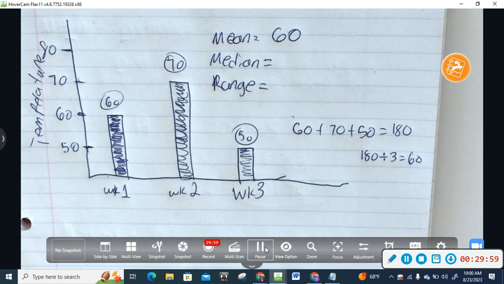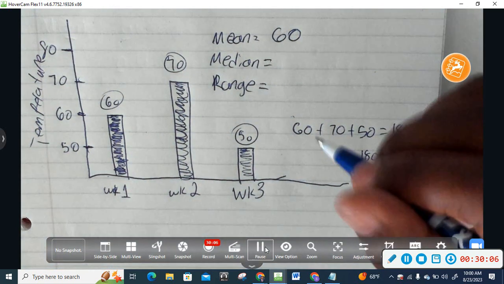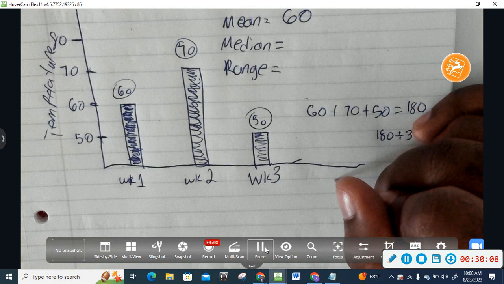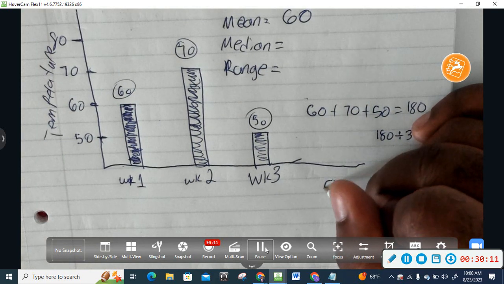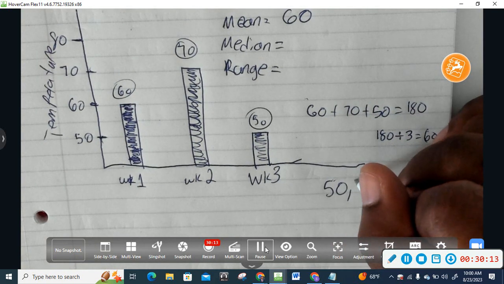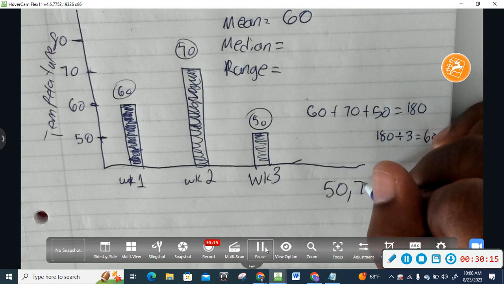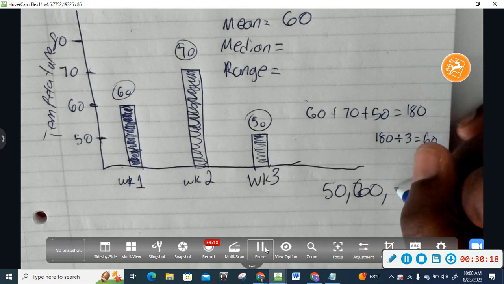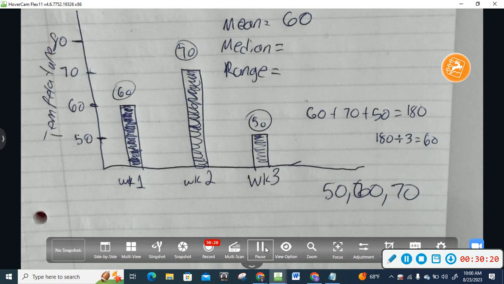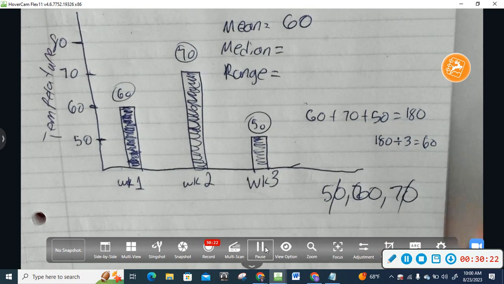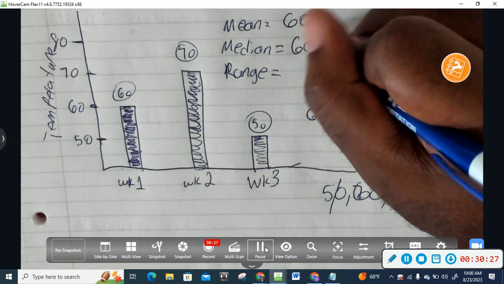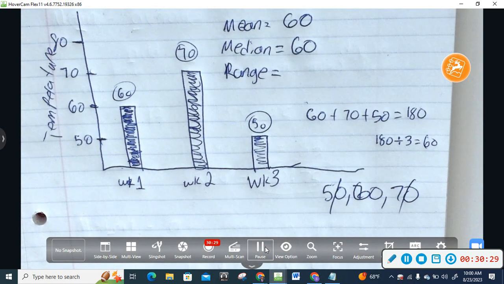All right, median. Order from least to greatest, and then find the middle number. So 50, 60, and then 70. Only 3 numbers, so that's easy. It's an odd number, boom, boom. There's my middle number. All right, 60.